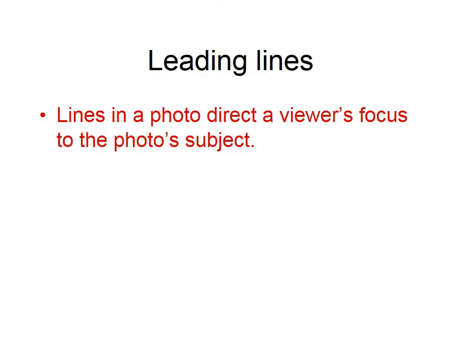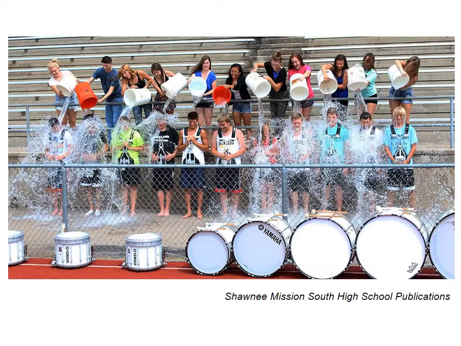The next strategy is leading lines. These are lines in a photo that direct a viewer's focus to the subject. This is similar to framing, only instead of framing, these are lines. So in this case, we have a lot of leading lines. We have the line of drums, we have the line of the fence, we have the line of water buckets. The water being poured down on everyone acts as leading lines. So essentially, our eyes are being drawn to all these people being soaked.